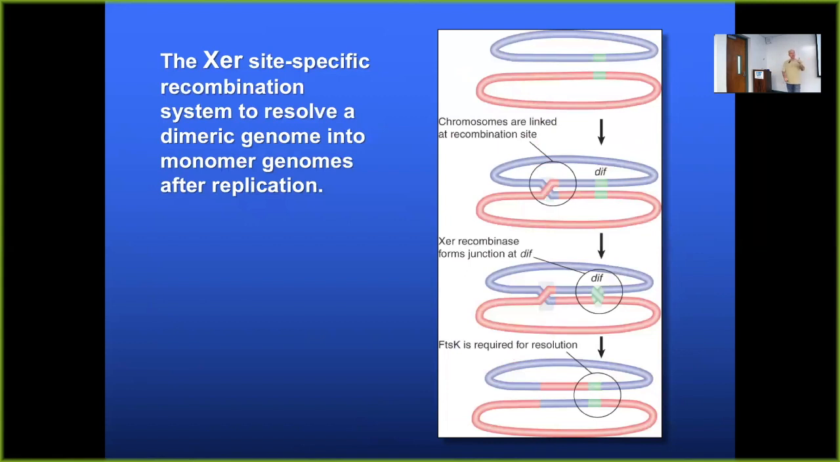It will only recombine when it lines up two dif sites. That's the dif site. And so the Xer site-specific recombination acts at the dif site. So I'm going, why do they call it Xer site? It's Xer site-specific recombination. The hyphen is between site-specific. So the Xer system acts at the dif site to resolve the co-integrant into separate genomes.